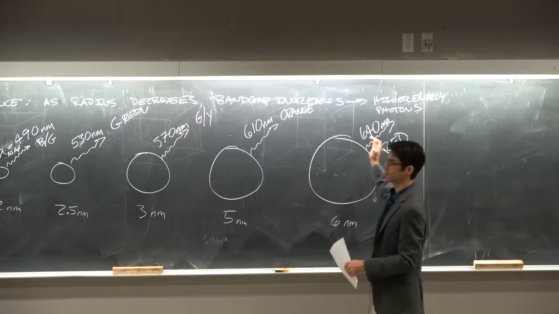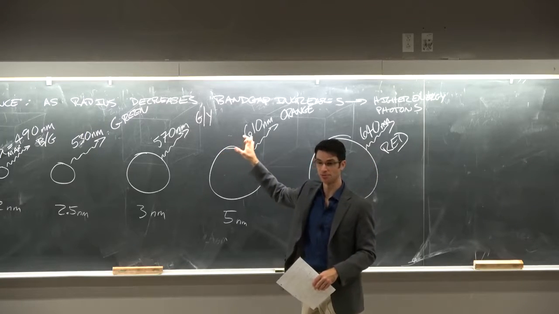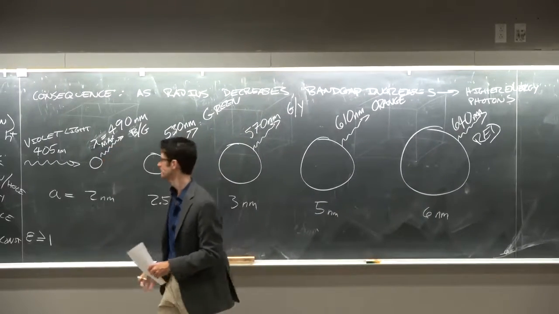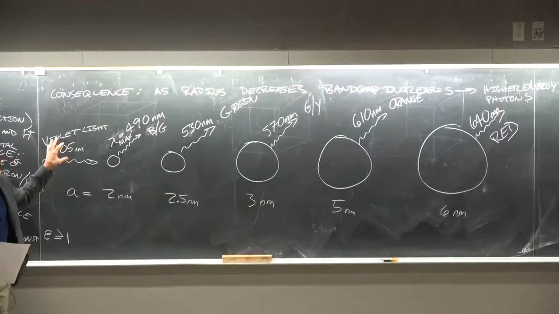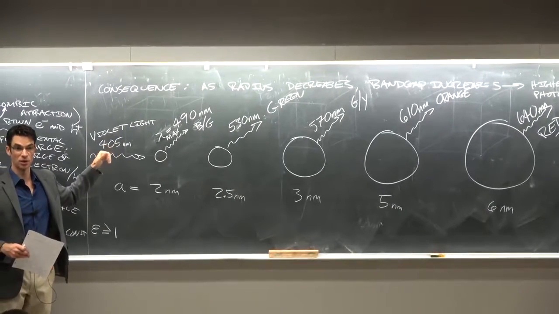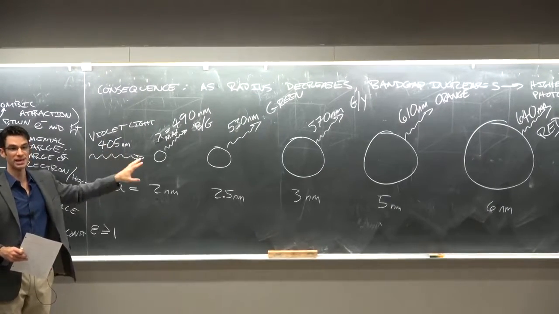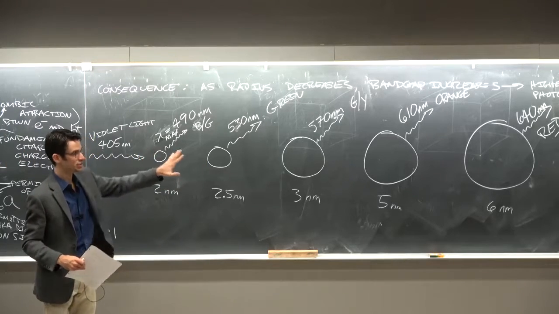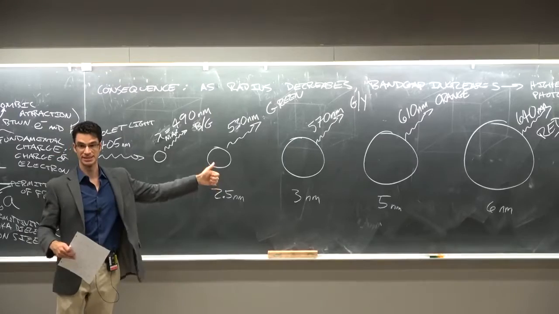And these are the fluorescent wavelengths. So they will all absorb higher energy light, lower wavelength light, but they will emit fluorescent photons of decreasing energy with increasing size.